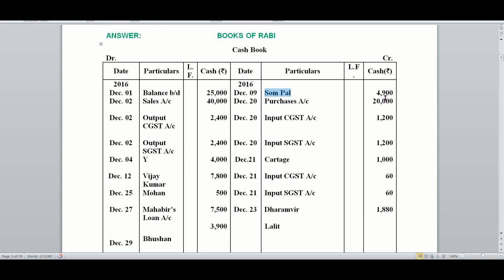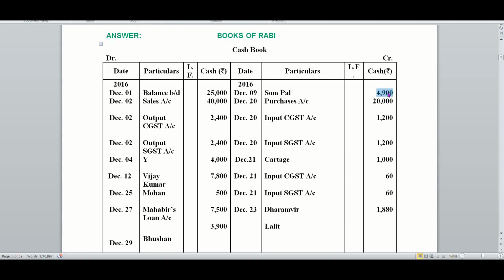Then the next one is discount received 100. So discount received will not come. That means Sompal is paid 4,900 plus 100, total 5,000. Friends, the journal entry will be: Sompal account debit 5,000, to cash 4,900, to discount received 100. The discount received will not come in the single column cash book. Therefore, only Sompal is written on the credit side of the cash book.